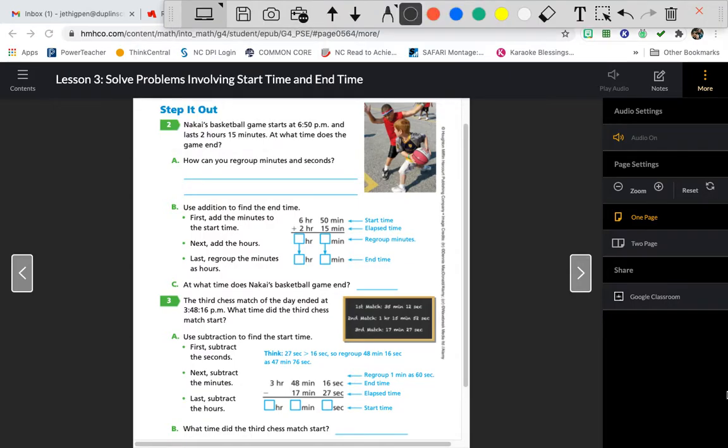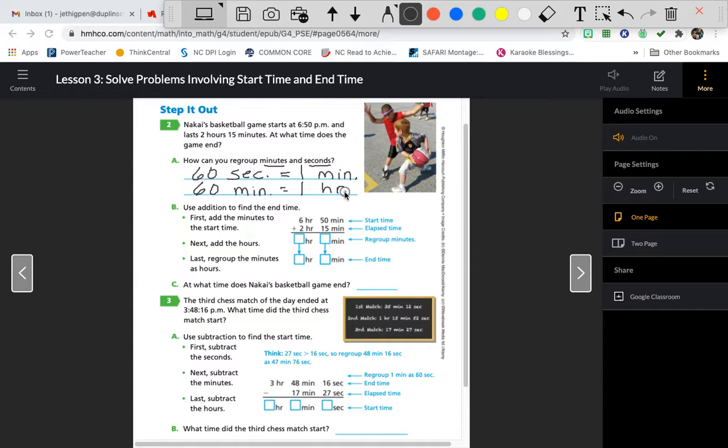Number 2, Nakai's basketball game starts at 6:50 p.m. and lasts 2 hours, 15 minutes. At what time does the game end? Let's think about first, how can we regroup minutes and seconds? Well, we know that there are 60 seconds in 1 minute, and we know that there are 60 minutes in 1 hour.